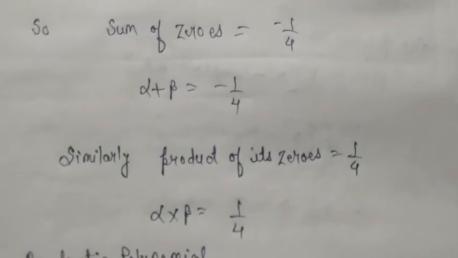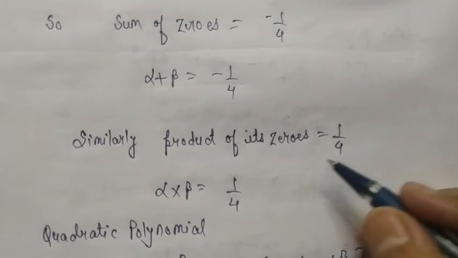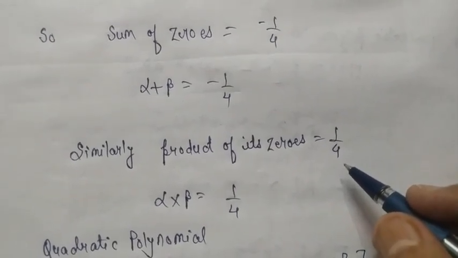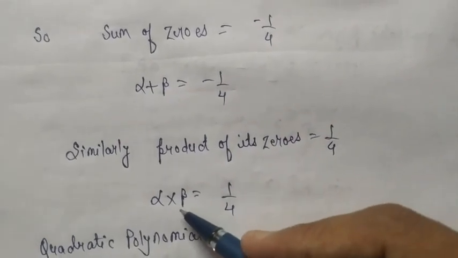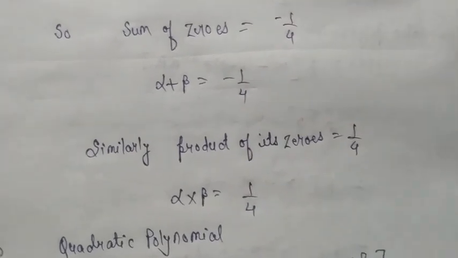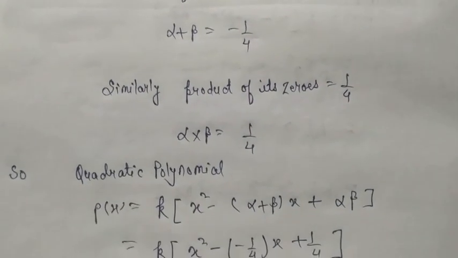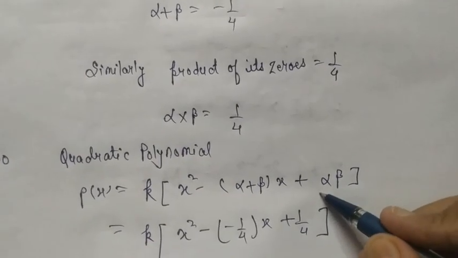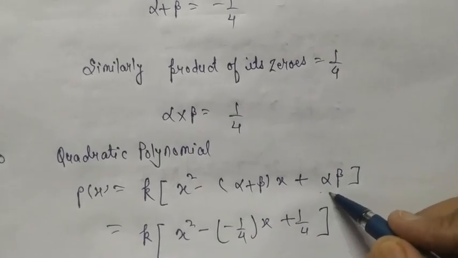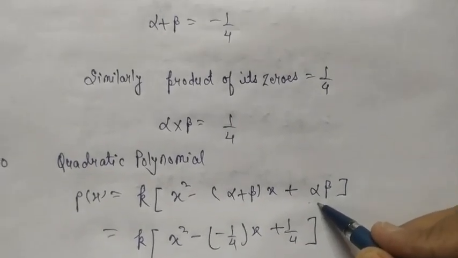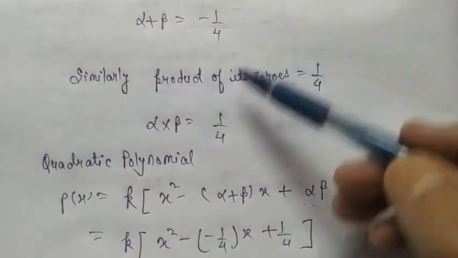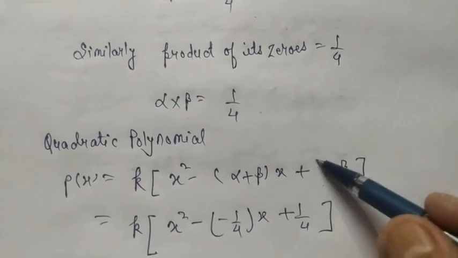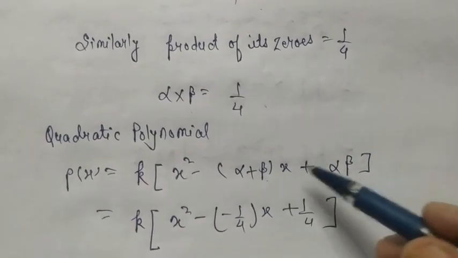Similarly, the product of zeros is also given, that is 1/4. So the product of zeros can be calculated by α into β, and αβ = 1/4. So what will be the quadratic polynomial? I told you p(x) = k(x² - (α + β)x + αβ). See, the value of α + β is given, the value of αβ is also given.